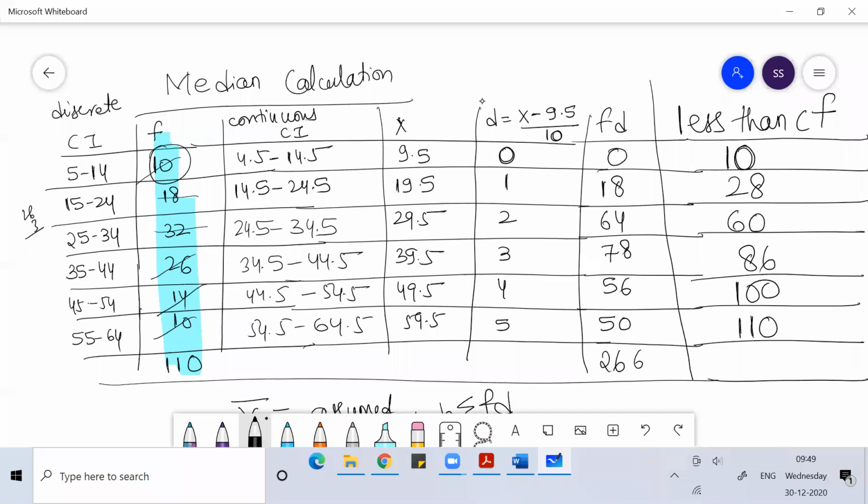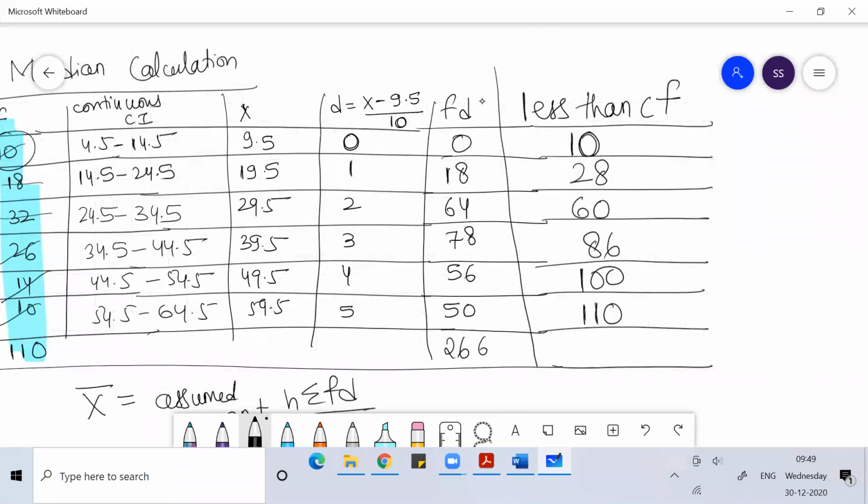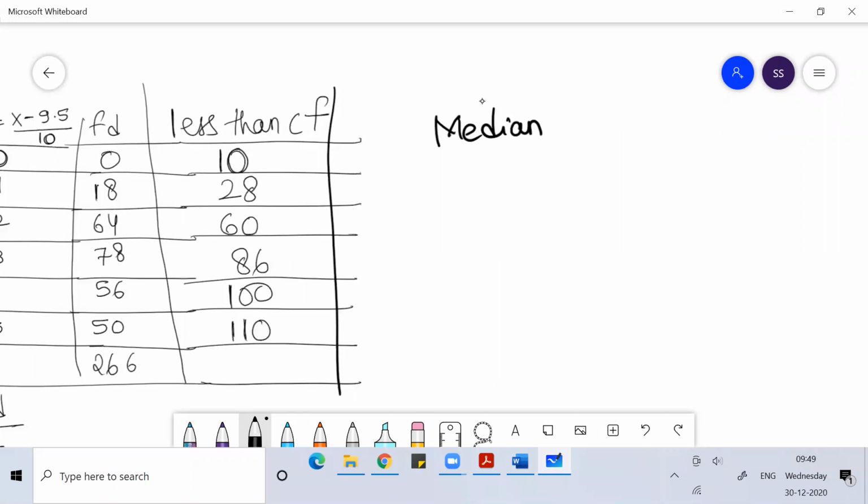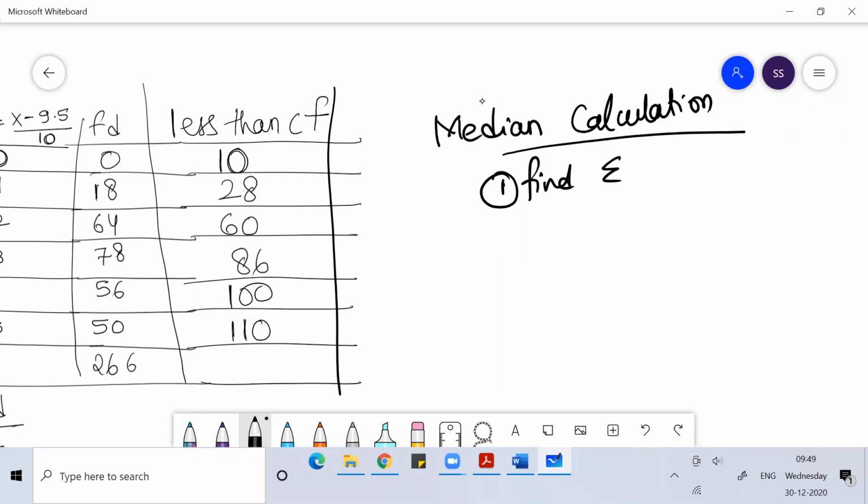So once you get the less than cumulative frequency, for median calculation, the first step is to find sum of f by 2. That is 110 divided by 2, that is 55. So sum of f by 2 means 55.